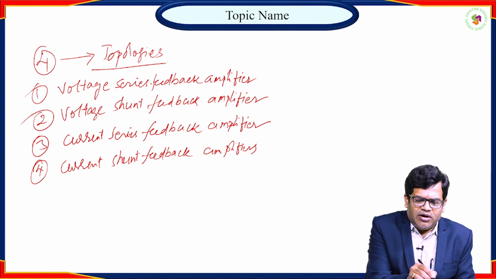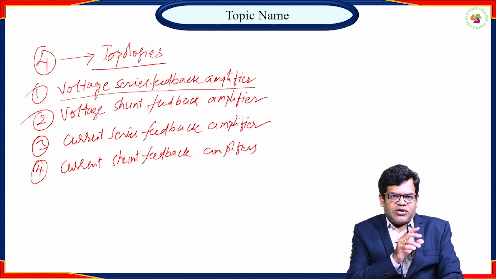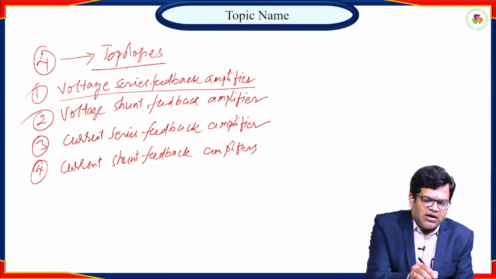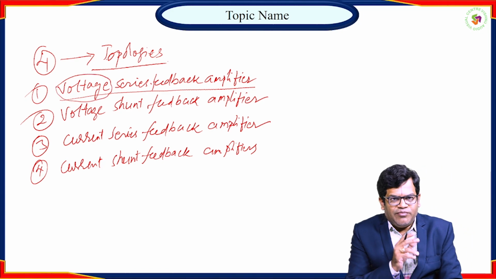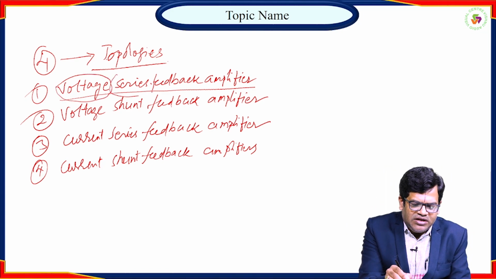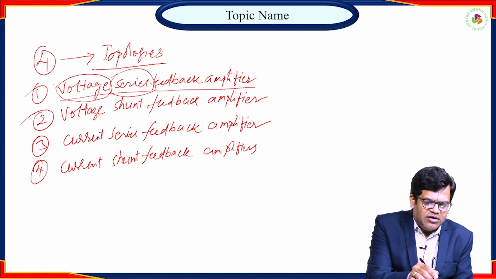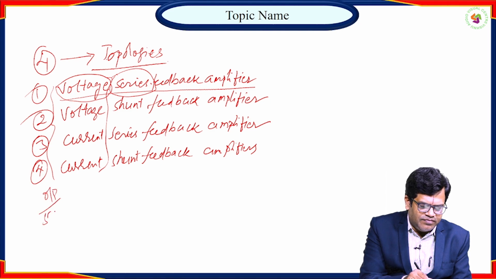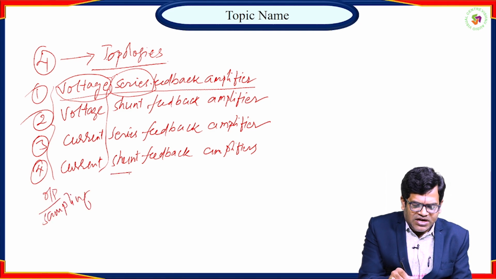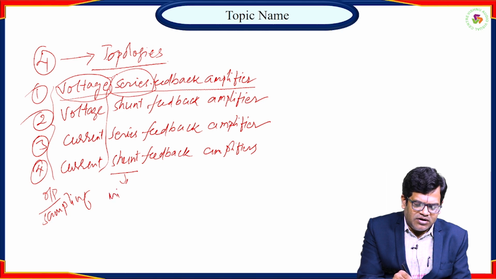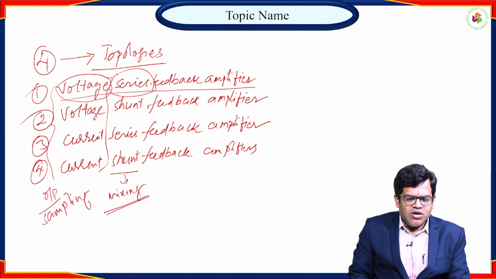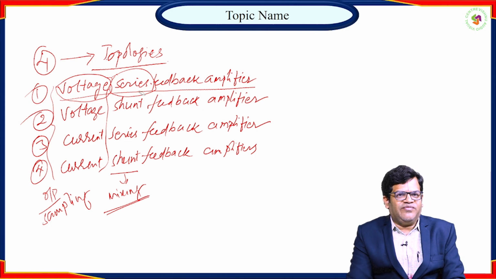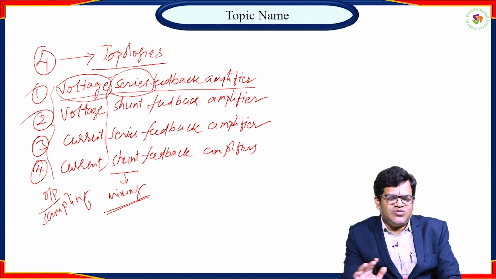Here the actual meaning of the names given to the amplifiers is like this. We are considering the voltage sample from the output and mixing it in series with the input. The first parameter of every name defines the output or sampling parameter, and the second parameter defines the mixing or input parameter. So the voltage is taken at the output and mixed in series with the input. That kind of topology is called the voltage series feedback amplifier.